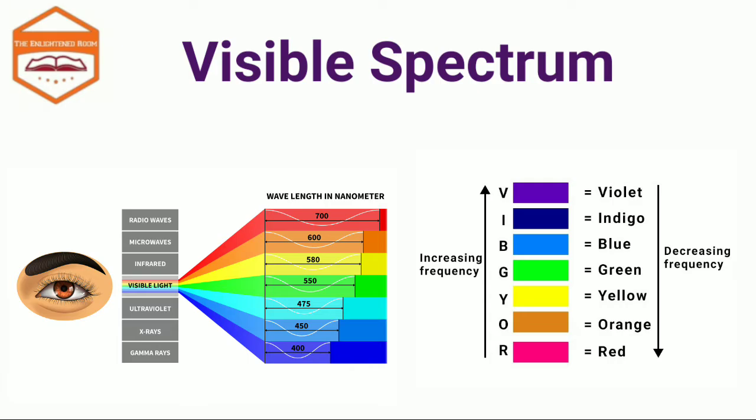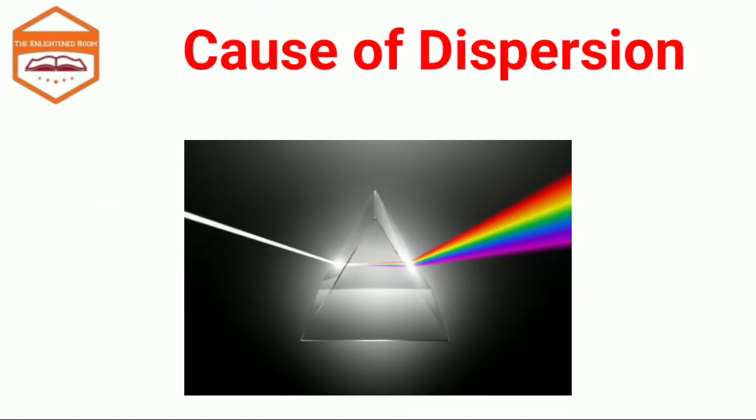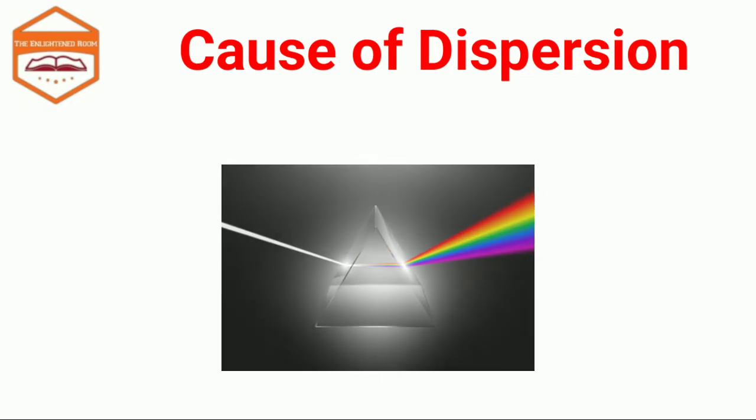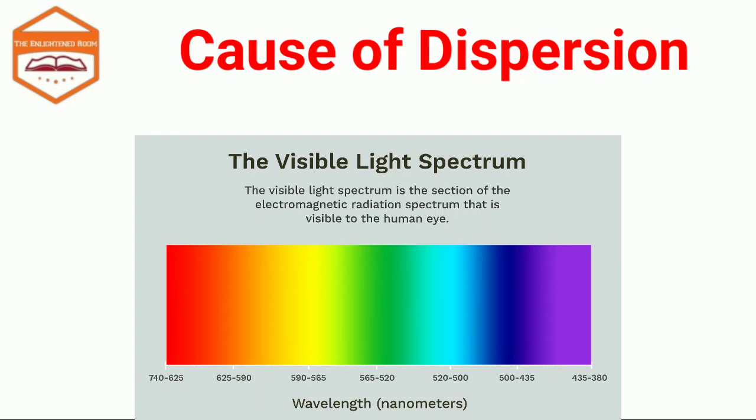Now let's discuss the cause of dispersion. As already discussed, when a beam of light is passed through a glass prism, it splits up into 7 colors. This splitting of white light into its constituent colors is called dispersion of light. The cause of dispersion can be understood as follows: the different colors of light are characterized by their different wavelengths or frequencies. All the colors travel in air or vacuum with the same speed, but their speeds in any other refracting medium like glass or water are different.